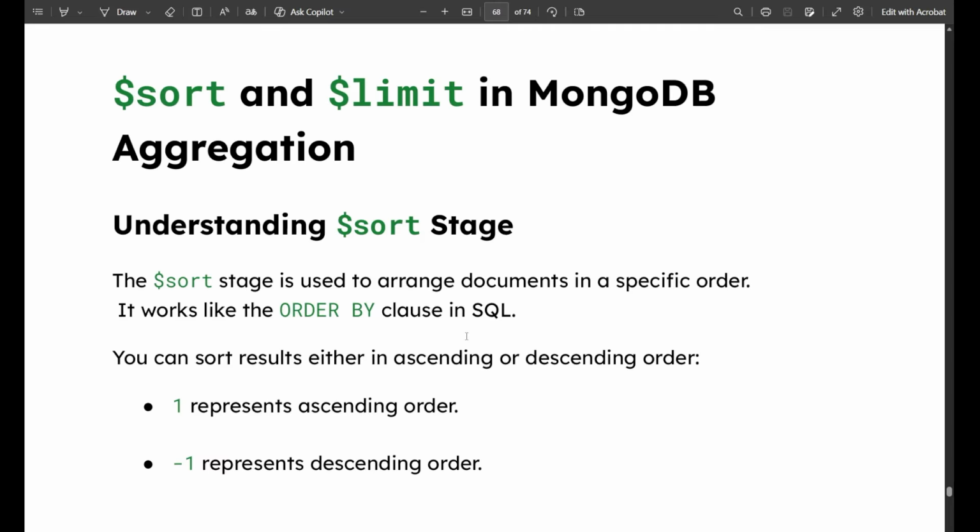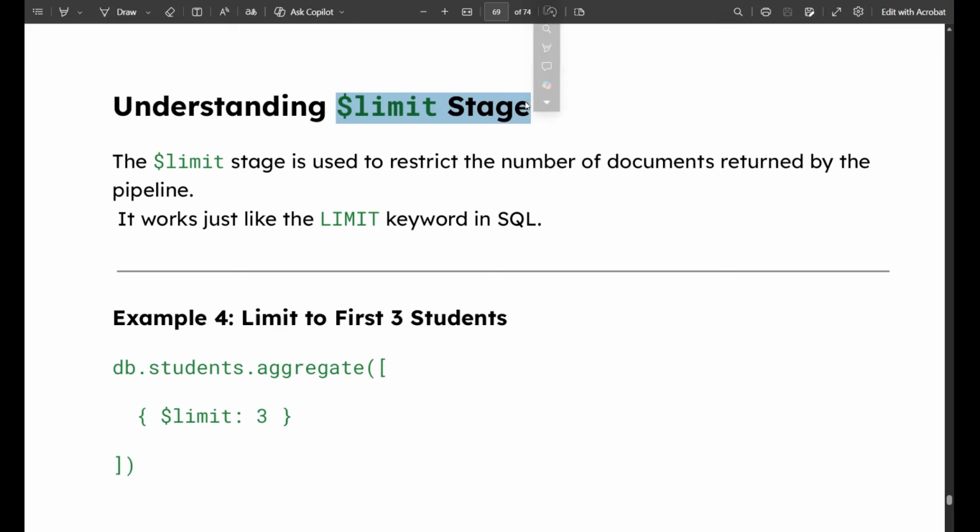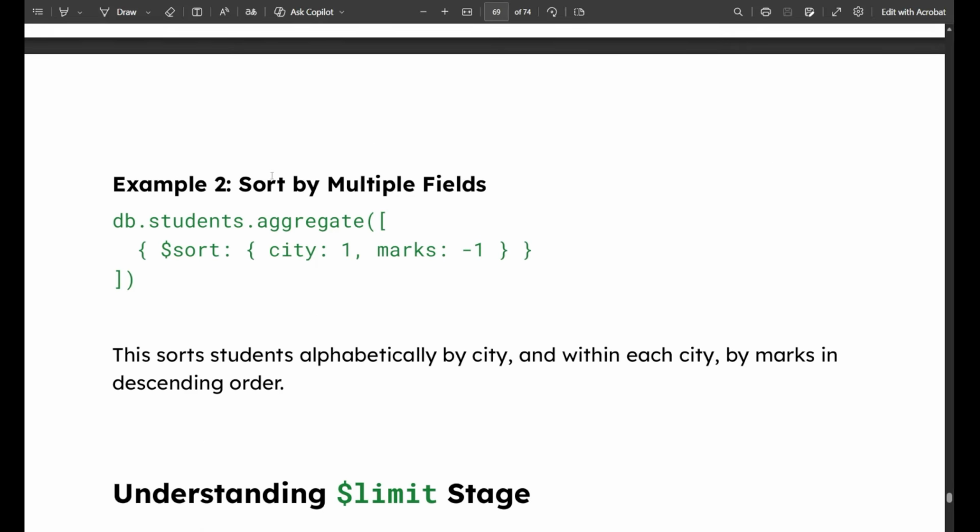Now, coming to the limit, what does limit mean? The limit stage is used to restrict the number of documents returned by the pipeline. So let's say my pipeline is going to return some 200 documents, but I only want the top 10 documents. In that case, I can set the limit to 3, let's say. So it will give me only 3 documents from the top, and that's how limit works.